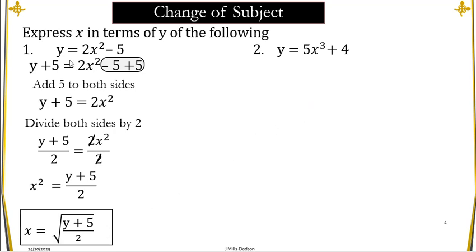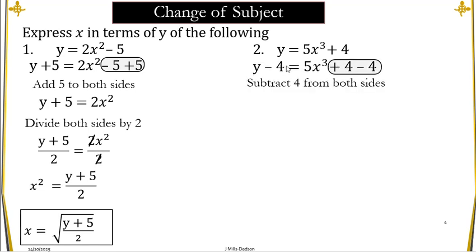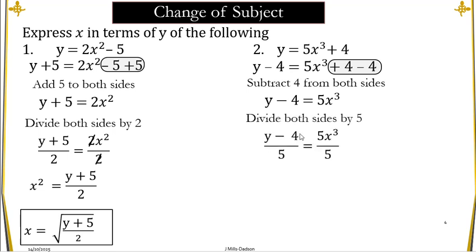In example 2, similarly, we need to get rid of the plus 4 by taking away 4 from both sides of the equation or the formula. So we have y minus 4 on this side, and if you take away 4 from this side, this becomes 0, so we have only 5x cubed. The next step is to get rid of the 5 by dividing both sides by 5. So we have (y minus 4) over 5 equals 5x cubed over 5. We can cancel out the 5s here. So now we have x cubed equals (y minus 4) over 5.